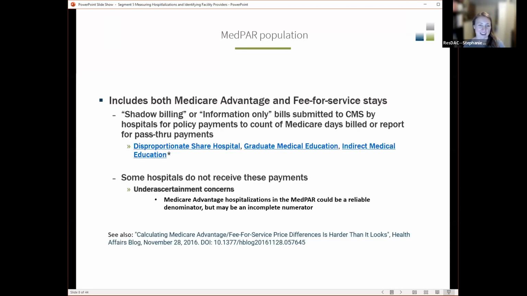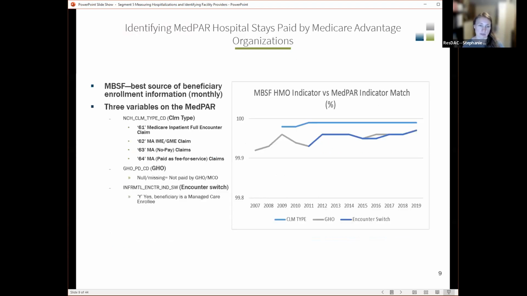Oh, and I see there's a clarifying question. So if there's a Medicare Advantage hospitalization that's included in the MedPAR, you can be pretty sure that it happened. If you're looking for hospitalizations for any Medicare Advantage beneficiary, you might be missing some if the hospital didn't have any reason to send that on to CMS. If they weren't receiving any policy payments, they're not required to send the bill to CMS. So that's why we say, if you use that as a denominator and then look at post-acute care use, that might be a better use.